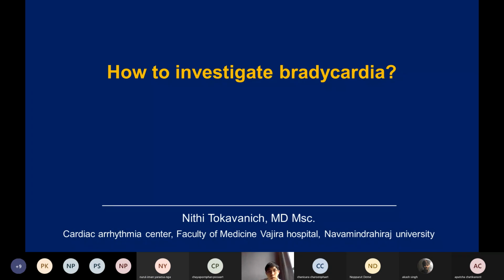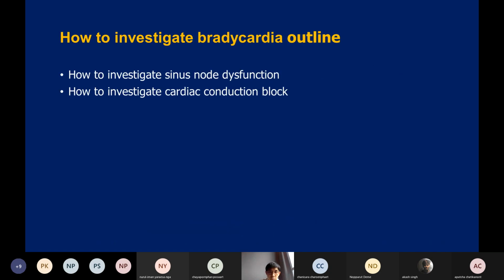So we are going to start the next session, which is how to investigate bradycardia and all the types of bradycardia we have talked about. The outline here is first how to investigate sinus node dysfunction, and then how to investigate cardiac conduction block.